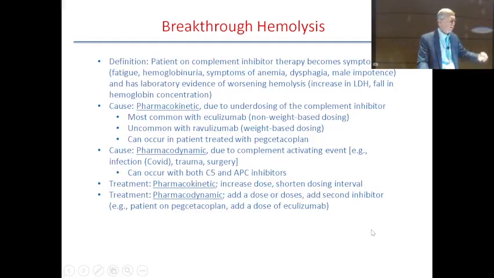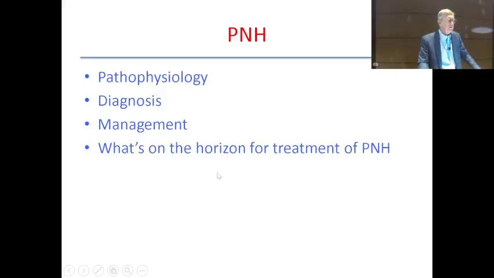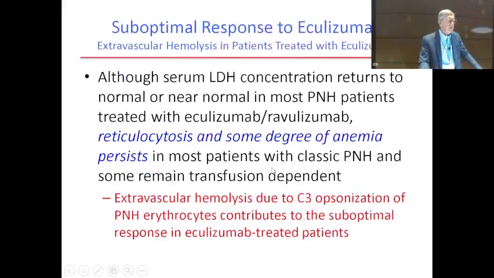I think I'll skip breakthrough hemolysis, and we can come back and talk about that when there's a bit more time. I'm trying to leave time at the end for questions, so this is the reason I think maybe just skipping this and moving on, because I know many of you want to know about what's on the horizon for treatment of PNH.